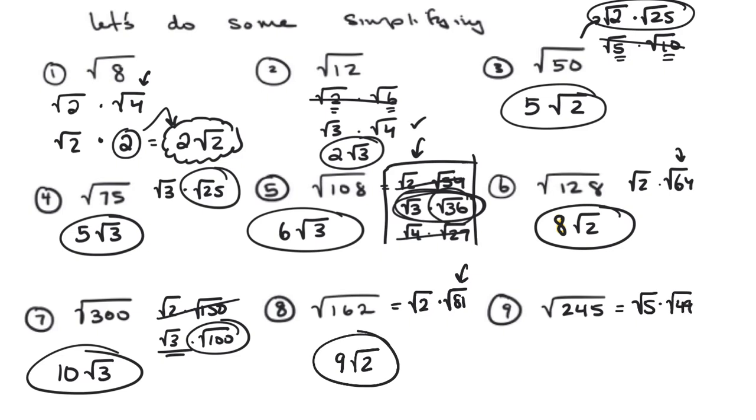Now, are either of these perfect squares? And yes, 49 is a perfect square because it is 7 times 7. So we take the square root of that and we find that its root is 7, and we write it as 7 root 5. And then we're done.